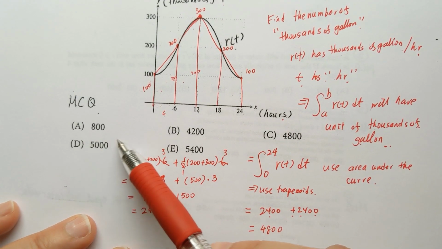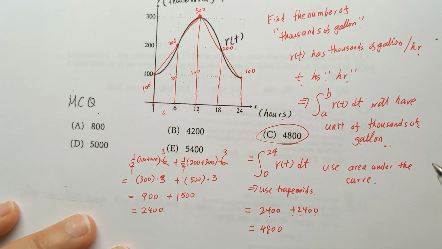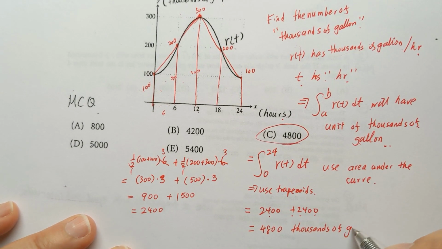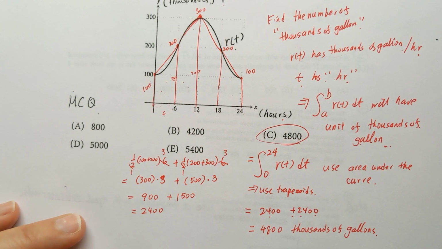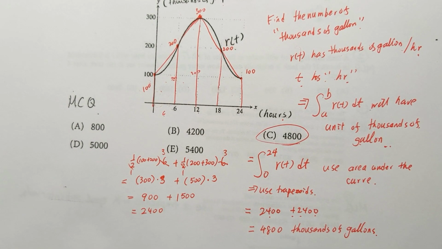So I'm going to look, that would be choice C. So it would be 4,800 thousands of gallons. Okay, so we finished question number 7.